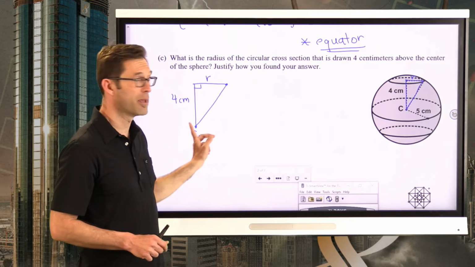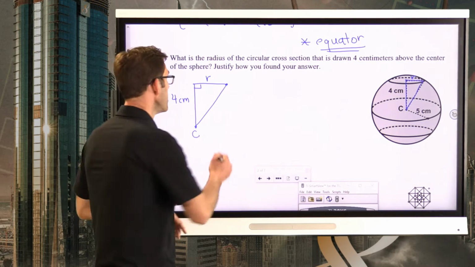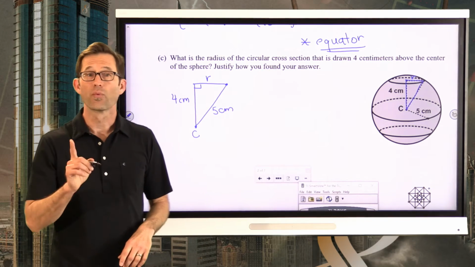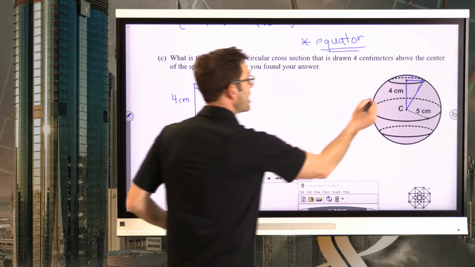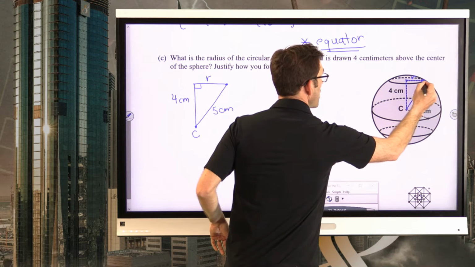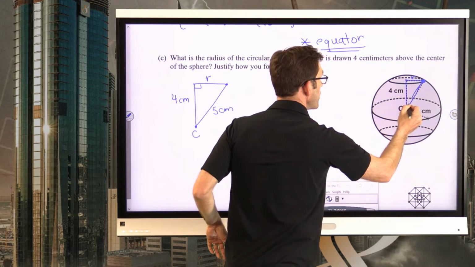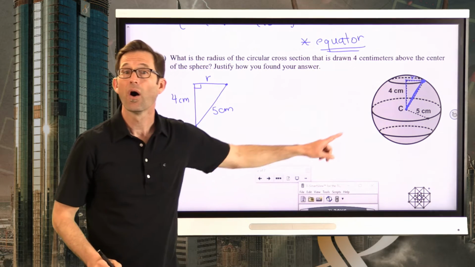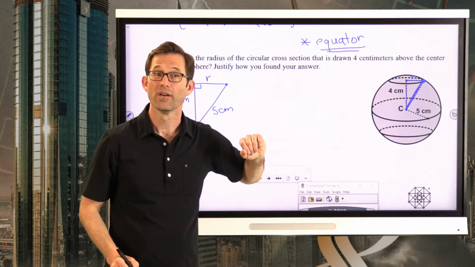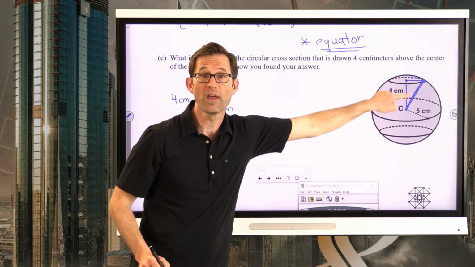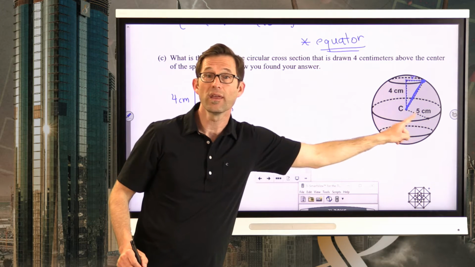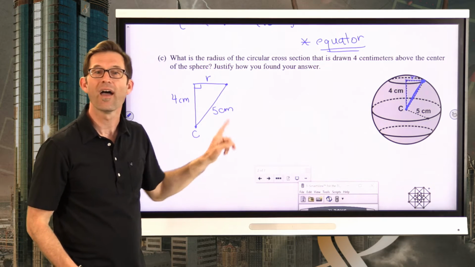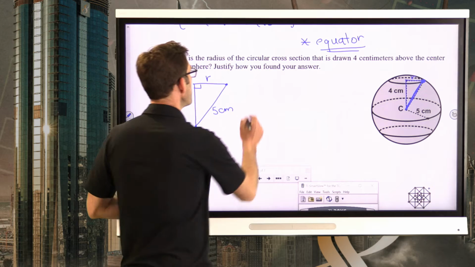Well, I claim that the length of that hypotenuse is also 5 centimeters. And the reason it's 5 centimeters is that this point lies on the sphere and therefore must be 5 centimeters away from the center of the sphere. That's a radius right there, no different than this radius right here. They both must be 5 centimeters, and now I can use the Pythagorean theorem.